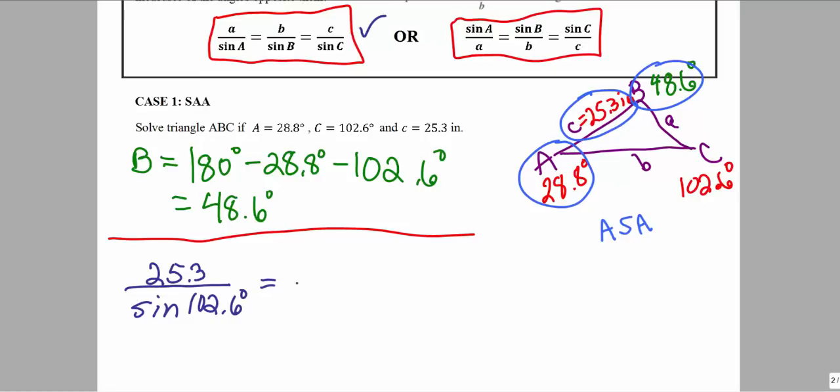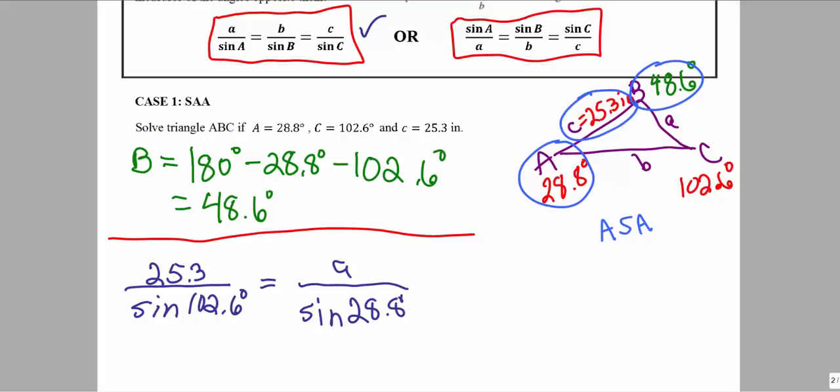Now we're going to set this equal to a fraction that contains either A's or B's, and it doesn't matter if we solve for side A first or side B here. So let's go ahead and solve for side A first. I don't know side A, so I'm going to put that on top there, but I do know angle A is 28.8 degrees. So what we have now is an equation that contains only one unknown, which is side A. And we are going to solve for side A.